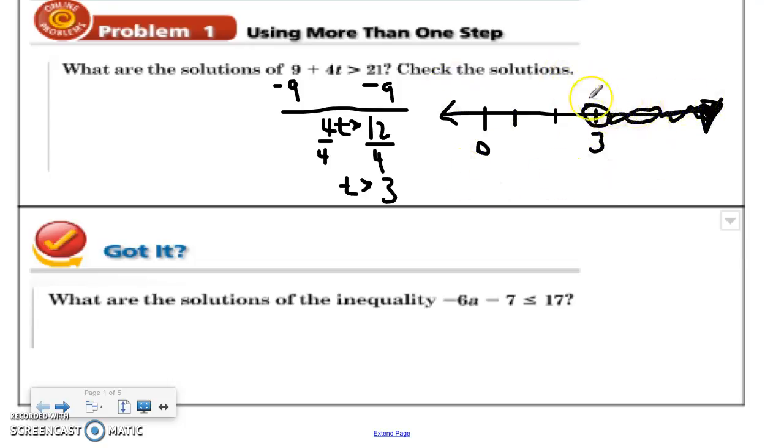So, check the solutions. Let's pick something from over here, like 5. 4 times 5 equals 20. 9 plus 20 is 29. 29 is greater than 21, right? Good, so we're awesome. We did that correctly.